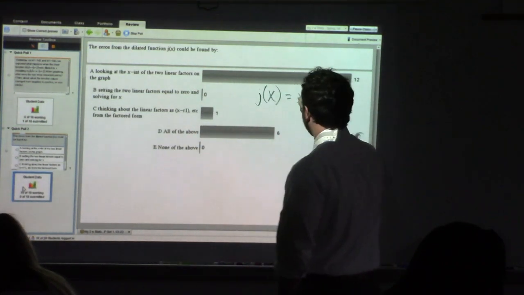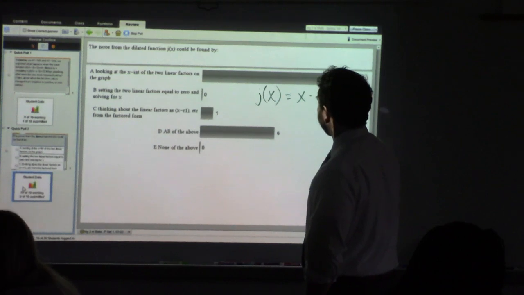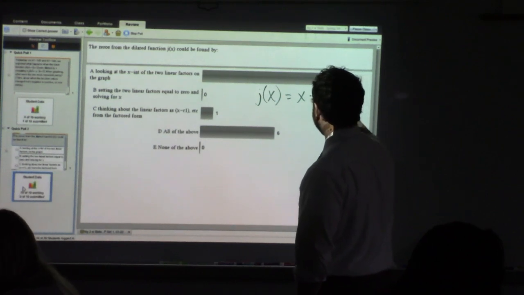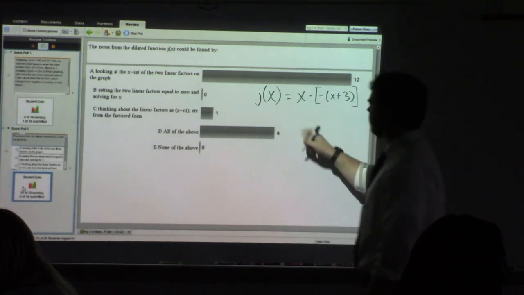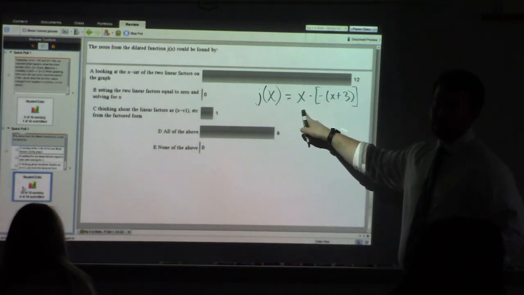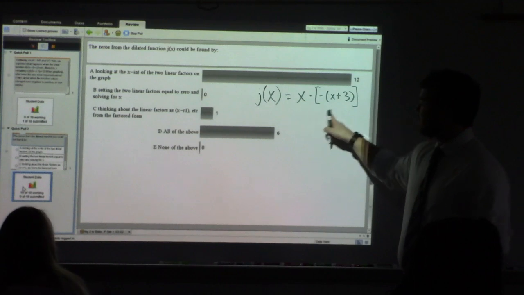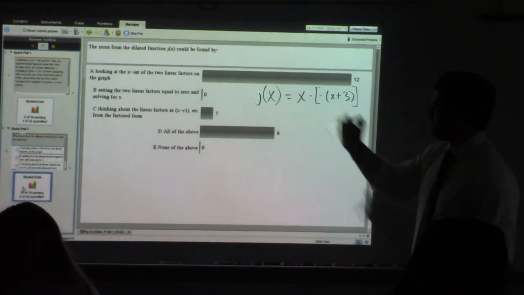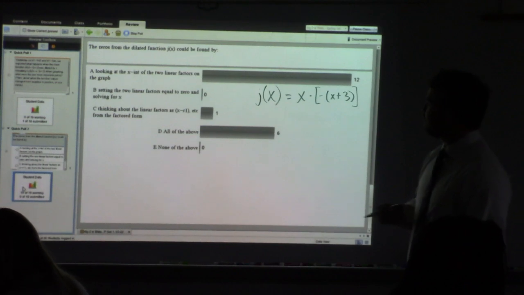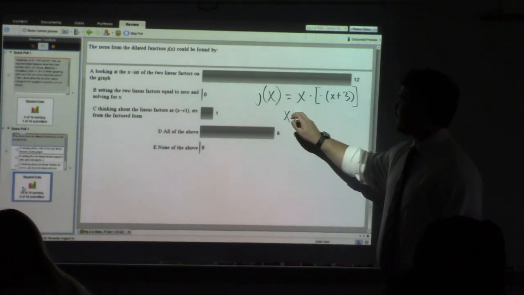So remember what it was: x times negative x plus 3. So there's the first linear factor, right? There's the second linear factor. I mean, look at B, set the linear factor equal to 0. X equals what?